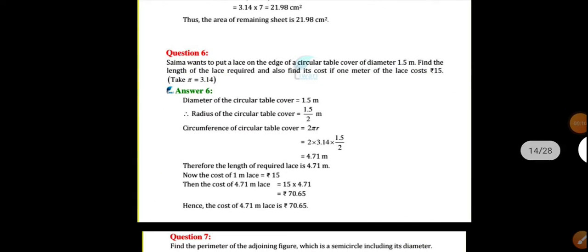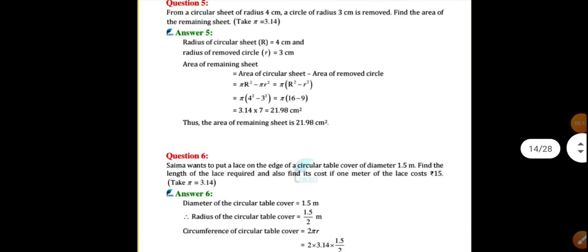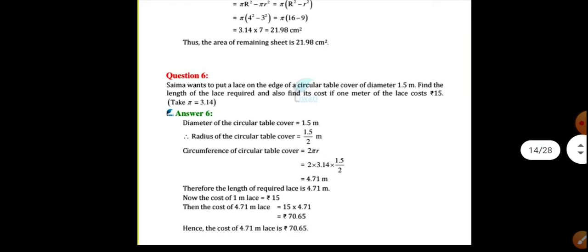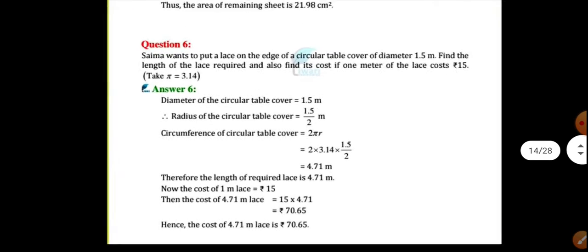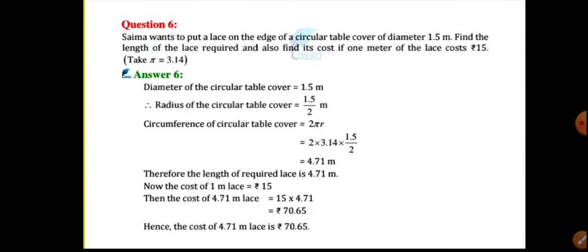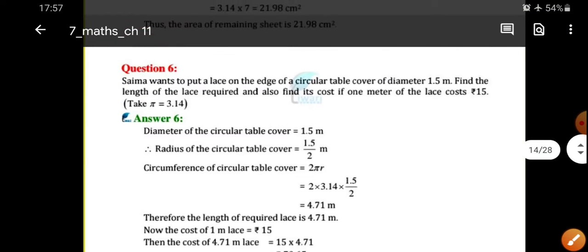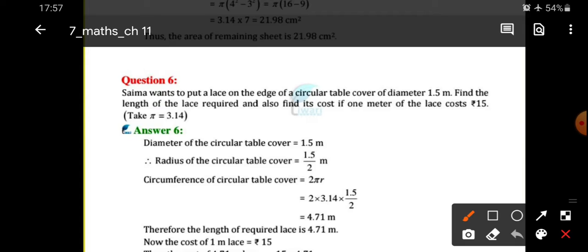Now we will start with question number 6, because up to question number 5 we have completed. Saima wants to put a lace on the edge of a circular table cover of diameter 1.5 meter. Find the length of the lace required and also find its cost if 1 meter of lace costs 15 rupees. Very simple it is. You need to understand the question properly.